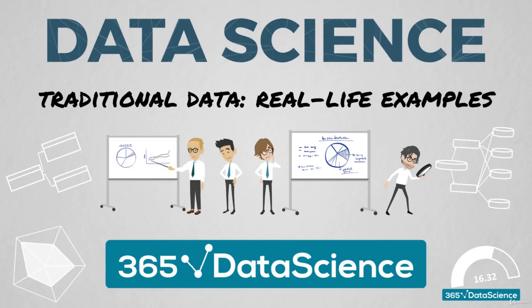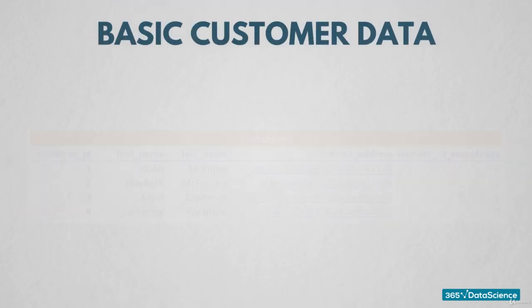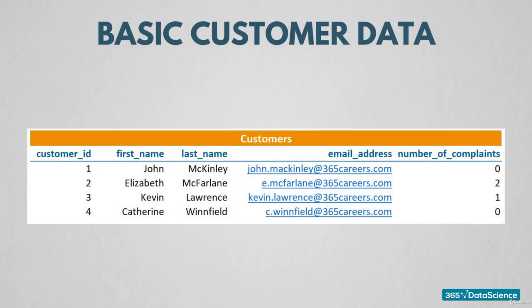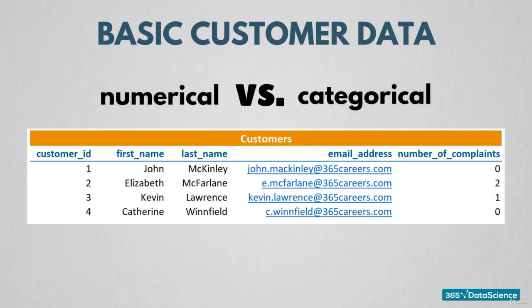Okay, so let's provide a couple of traditional data examples. Think of basic customer data, the type of data set we use in our SQL course. This table contains text information about a given customer. We're going to use it to give a clear example of the difference between a numerical and categorical variable.